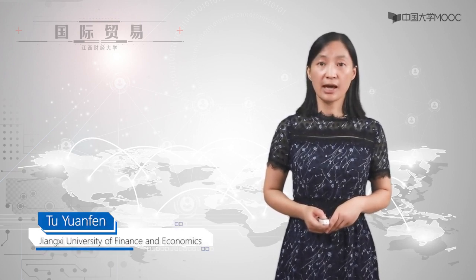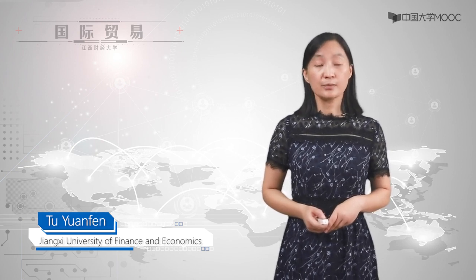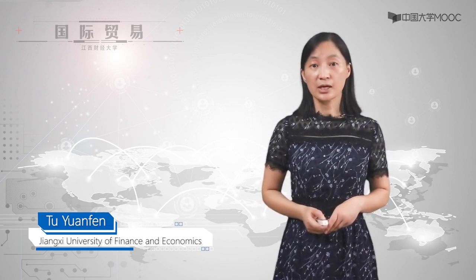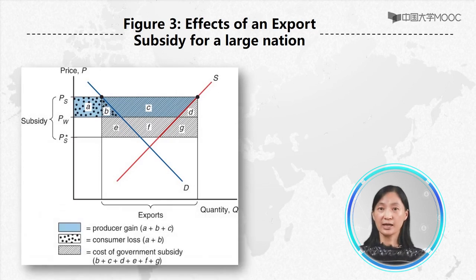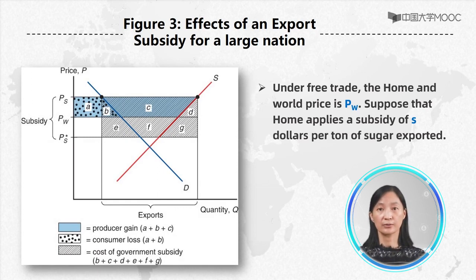Now suppose that the home country is a large enough seller on international markets so that its subsidy affects the world price of the sugar. For example, this occurs with European sugar subsidies and the US cotton subsidies. Please look at Figure 3. Under free trade, the home and world price is PW.